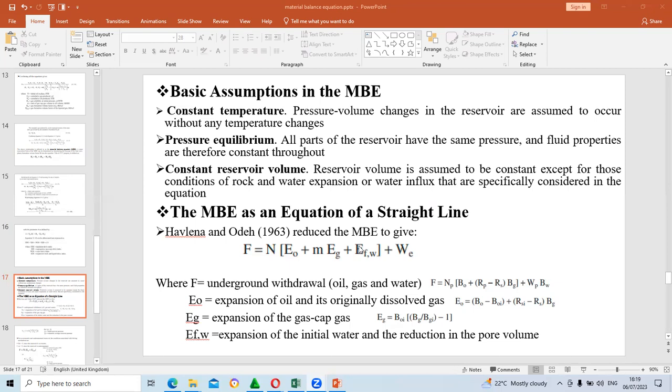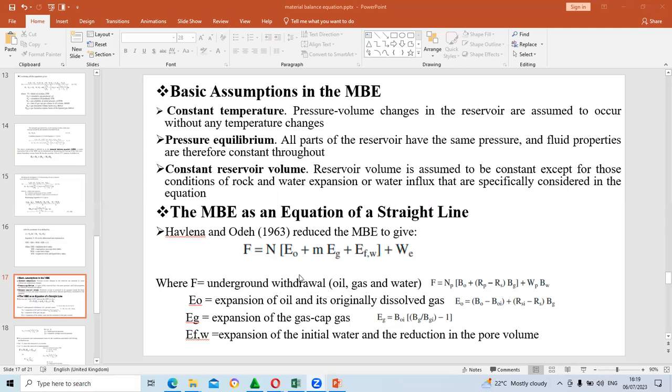So that particular long formula can now be simplified to this particular formula. This is where our basis will be for today. It can be simplified into this particular form, and this form was given by Havlena and Odell. They were the ones that decided how to string this equation into a linear form that can easily be manipulated.